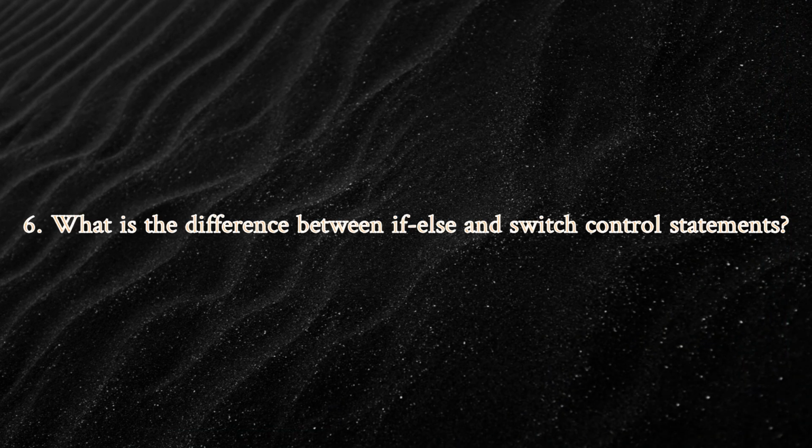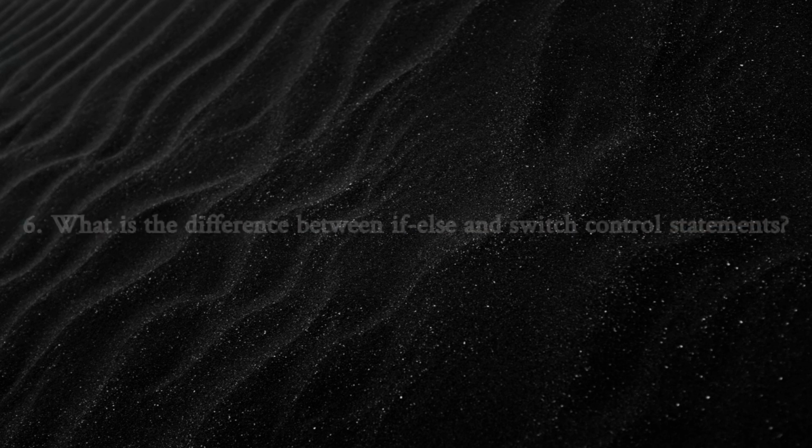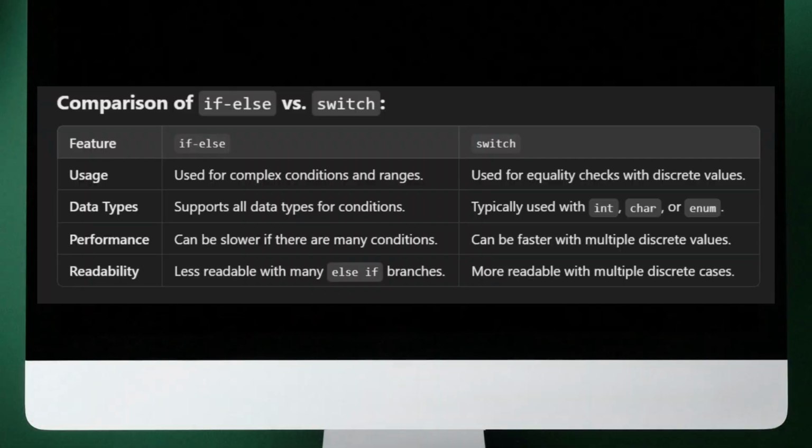6. What is the difference between if-else and switch control statements? These control statements are fundamental to decision-making in C programming. Here are the differences between if-else and switch statements. Use if-else for complex conditions, or when comparing ranges. Use a switch statement when checking a variable against discrete, constant values for better readability and efficiency.